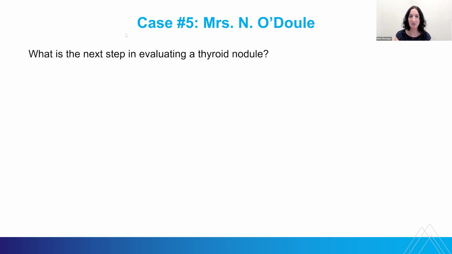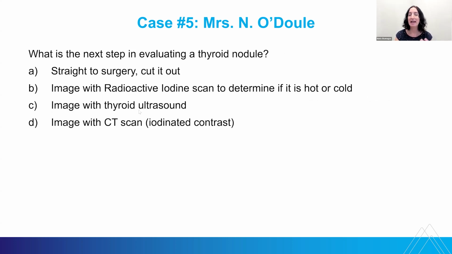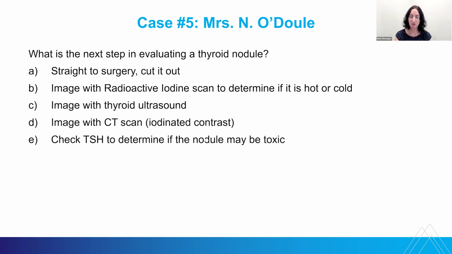So, what is the next step in evaluating a thyroid nodule? Should we send her straight to surgery to cut it out? Should we image with a radioactive iodine scan to determine if it's hot or cold? Should we image with a thyroid ultrasound? Image with a CAT scan and give her some iodinated contrast while we're at it? Or check a TSH to determine if the nodule might be toxic? Or should we do both? Image with thyroid ultrasound and check a TSH?